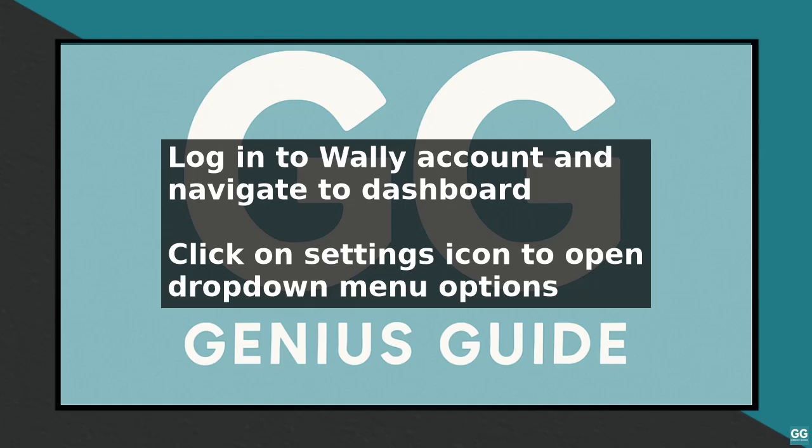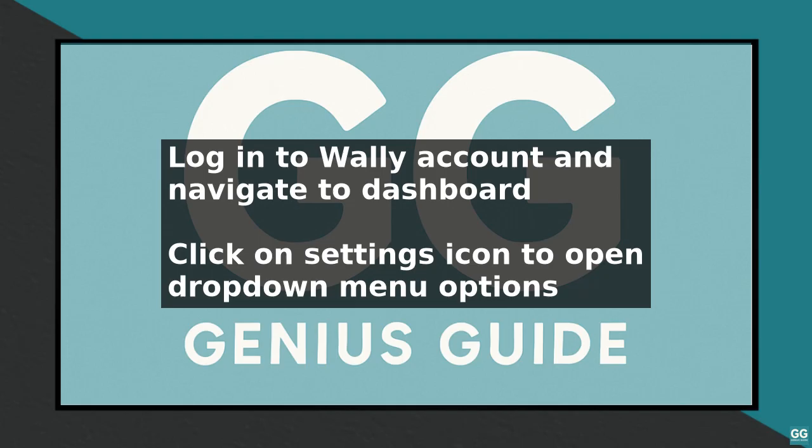First, log into your Wally account and navigate to the dashboard. From here, click on the settings icon, which is usually represented by 3 dots or a gear symbol. This will open a drop-down menu where you can select the export option.